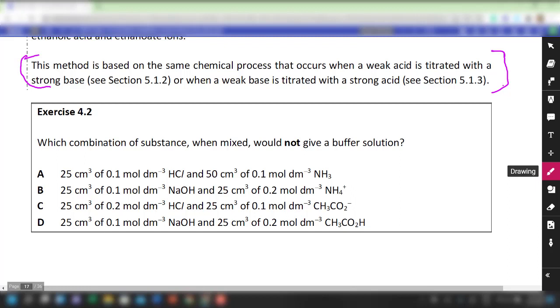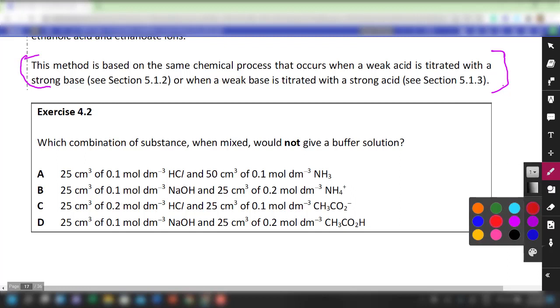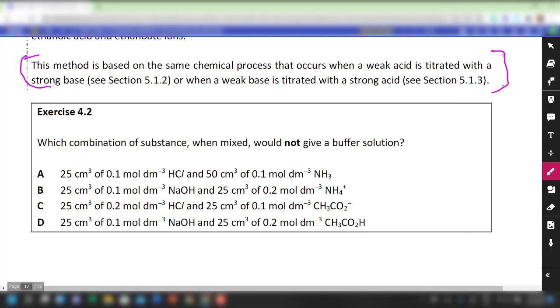4.2, where you'll be asked to pick the combination of substances that, when you mix them, will not give you a buffer. Okay, so we can do it quite quickly. We just need to see what we have. Okay, so first we have a strong acid, 25 cubic centimeters of 0.1 molar HCl. And then we also have 0.1 molar aqueous ammonia, but the aqueous ammonia, of course, is double the volume.